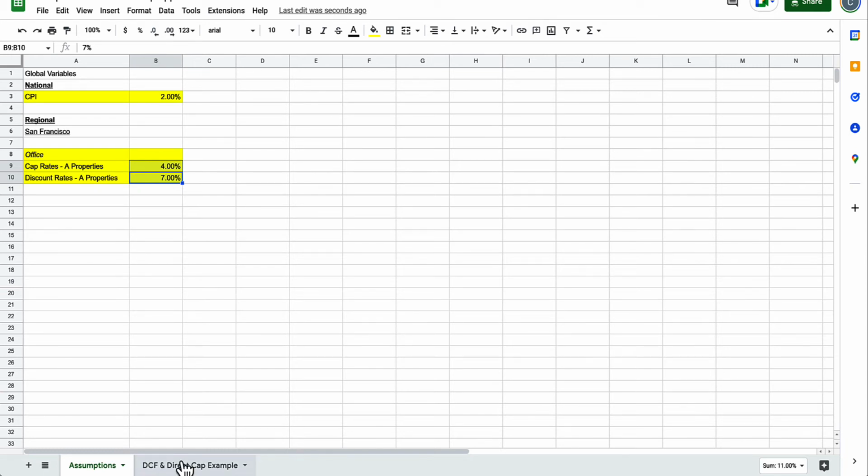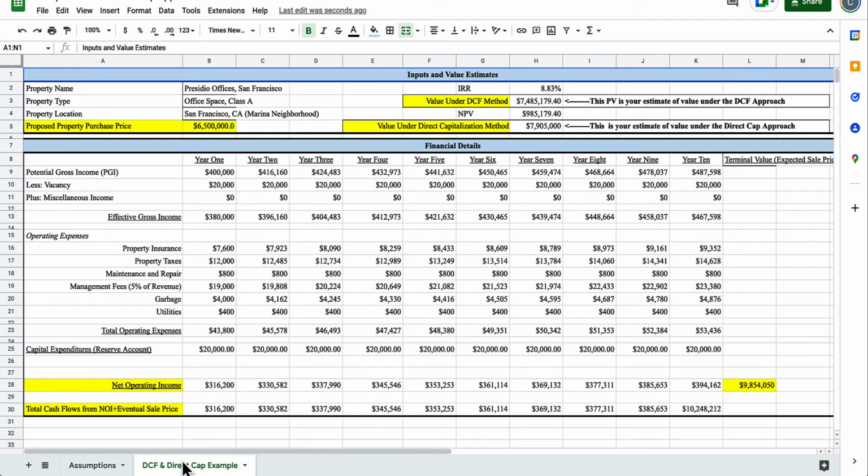With these assumptions, we can go back and reference them when we build our spreadsheet for both the DCF approach and the direct cap approach. So I'm going to walk through each one of these. Just hang on a sec. Let's start with the DCF approach first.